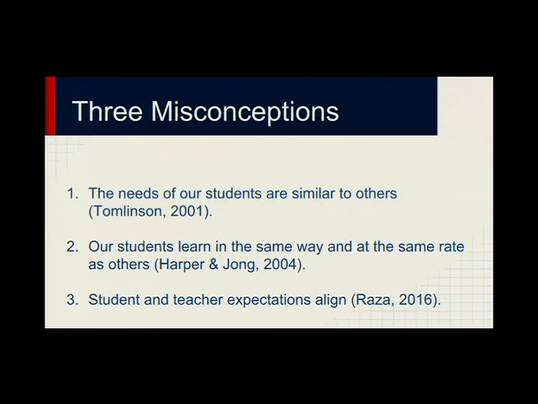The third misconception is that student and teacher expectations align. This is a research project that I am still working on, so there are five parts of this research project. I have finished one, I'm working on the second one, then I'm going to continue with the third, fourth, and fifth. So I'll talk about the one I have finished towards the end of the presentation. I'll show you the data, and the results from the individual interviews I conducted with faculty members and students to find out if student and teacher expectations match.